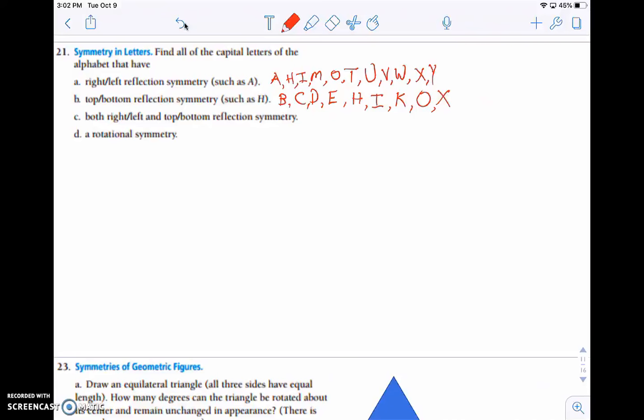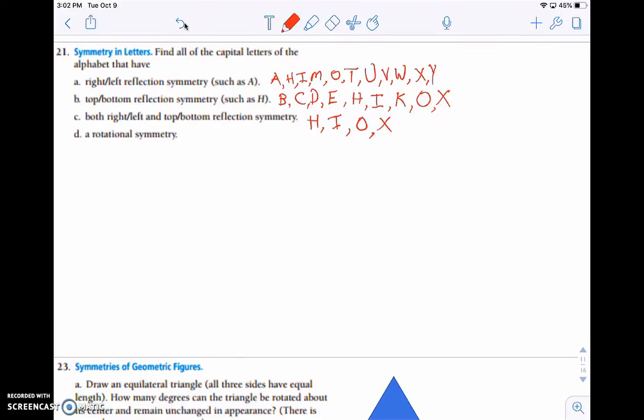Which ones have both left and right, top and bottom? If you look at the overlaps that we have, H is in both of the first two parts, I is in both of the first two parts, O is in both of them, and as well as X. So that's our reflection symmetry.